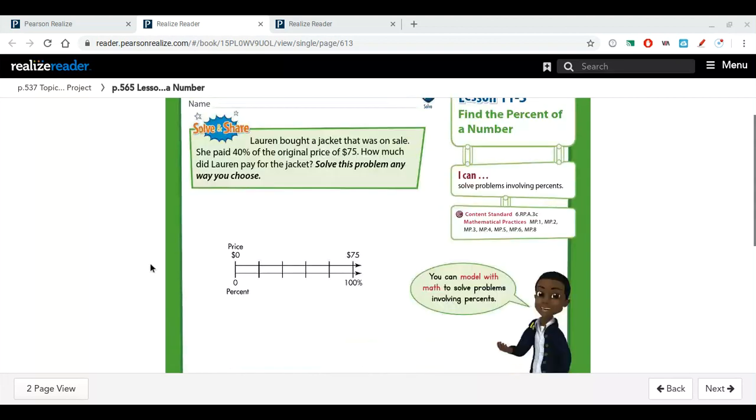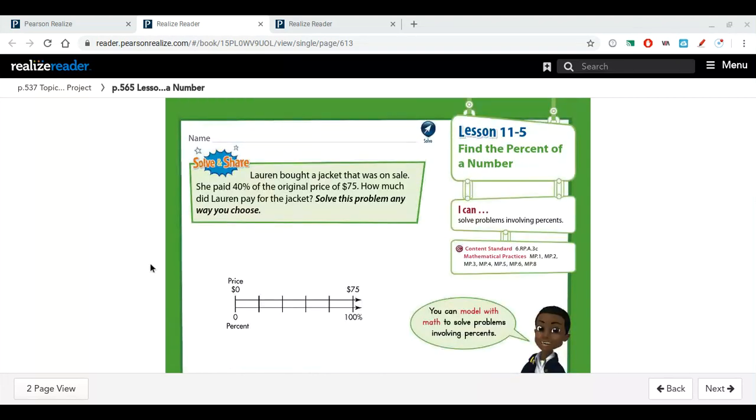So today we will be looking at finding the percent of a number. Our previous lesson looked at estimating the percent of a number, and today you can find the percent of a number by using equations. So we're going to be basing it off of equations and solving for a variable today.